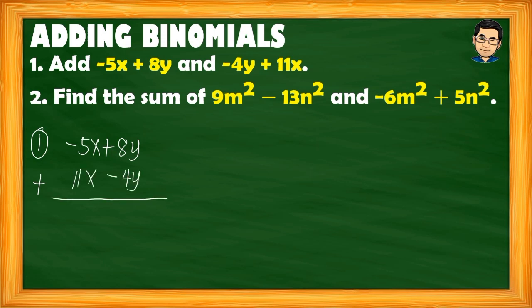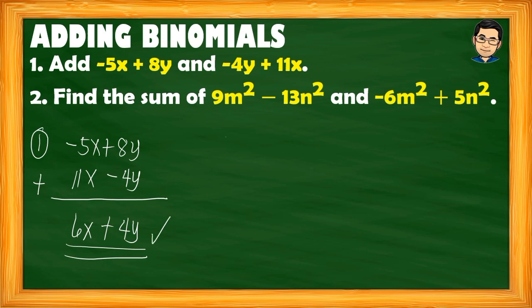So, ayan. Lahat ng mga terms na magkakamukha ay naka-align na in one column. So, parehong x, parehong y. So, pwede na po tayong mag-add. So, negative 5x plus 11x, that is 6x. So, we follow the sign of the bigger value and then we subtract. Next, 8y plus negative 4y, that is positive 4y. So, same rules apply. We follow the sign of the bigger value and then we subtract. So, our final answer will be 6x plus 4y.